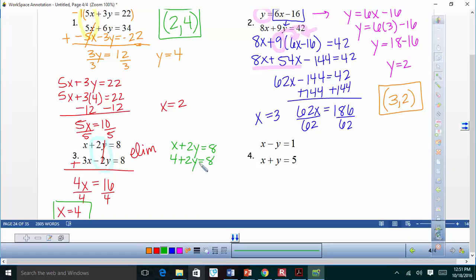Now, what would I move first to get y by itself? I'd move my 4 first by subtracting. This would give me 2y equals 4. I'd divide by 2, and y would equal 2. Okay, and then our final answer would be 4, 2. Perfect.